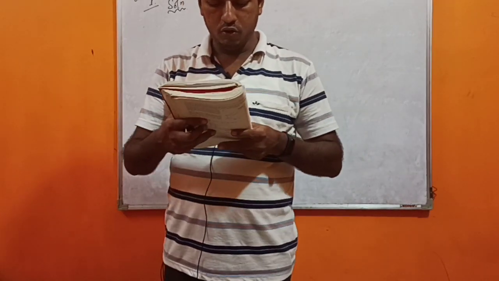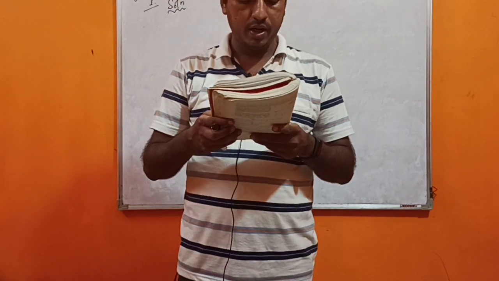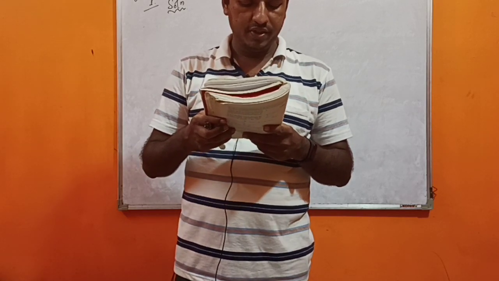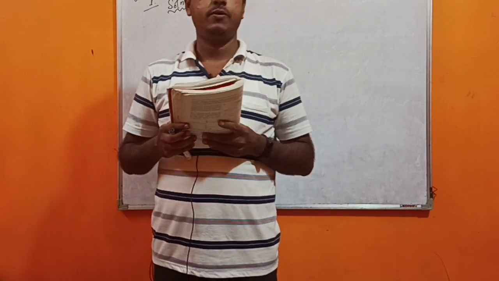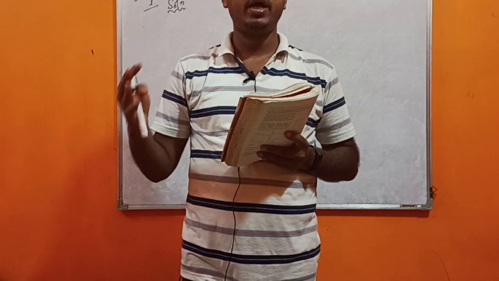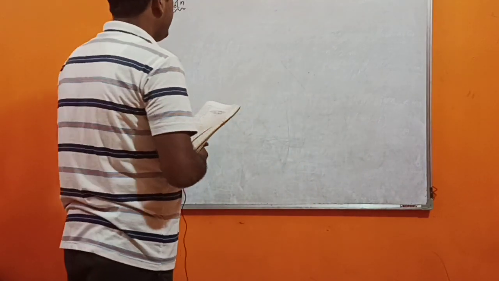In exercise 9.1 it is given that a circus artist is climbing a 20-meter long rope which is tightly stretched and tied from the top of a vertical pole to the ground. Find the height of the pole if the angle made by the rope with the ground level is 30 degrees. One diagram is also given at the right part of the question, so we will try to draw the diagram first.